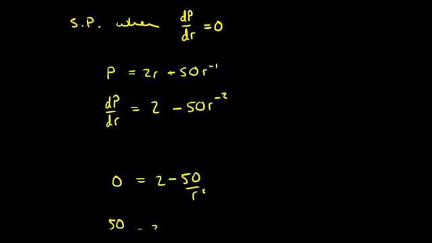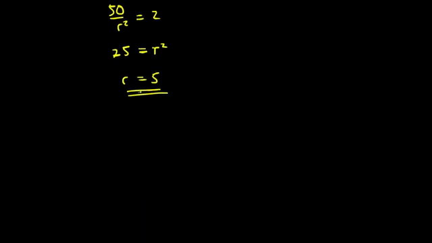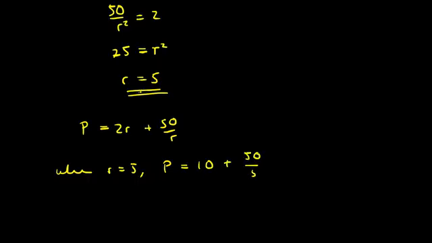So p is 2r plus 50 upon r. And we can say when r is equal to 5, this is going to be equal to 2 times by 5, which is 10, plus 50 divided by 5, which is 10. And so the perimeter should be equal to 20. I think I got that right. Yes, I think that's okay.